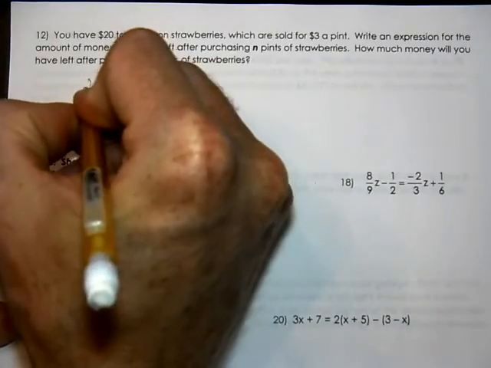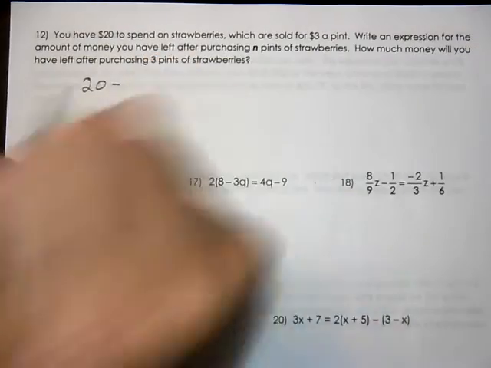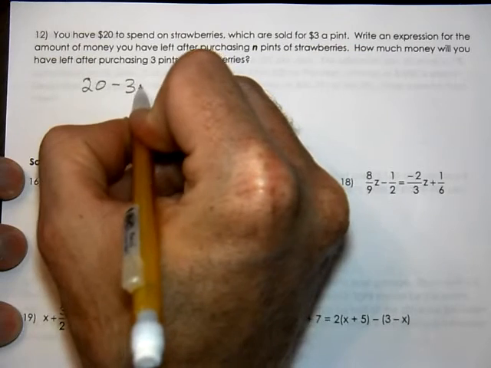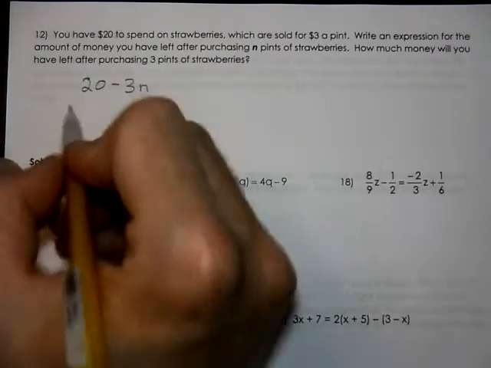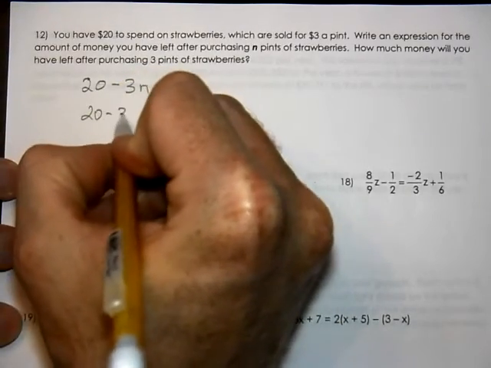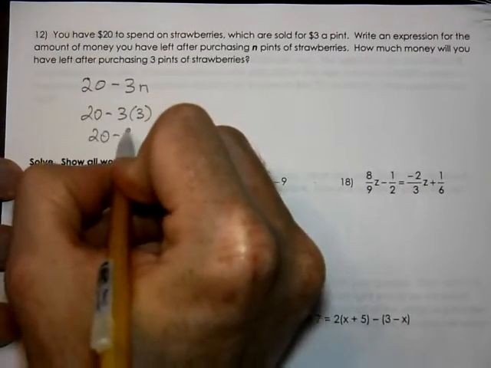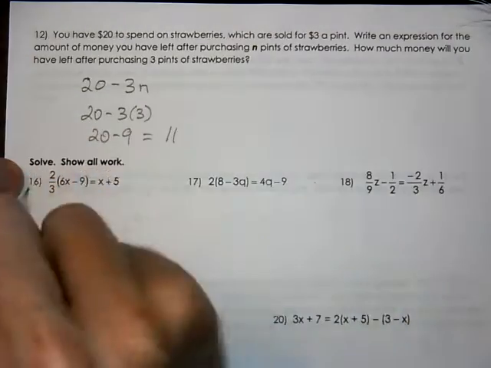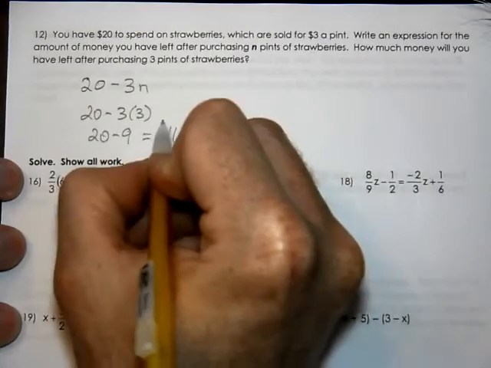So we're going to start out with $20, and we're going to subtract $3 for every pint that we buy. That'll tell us how much money we have left over. If we buy 3 pints at $3 a piece, that means we're paying $9 for strawberries. We're going to have $11 left over.